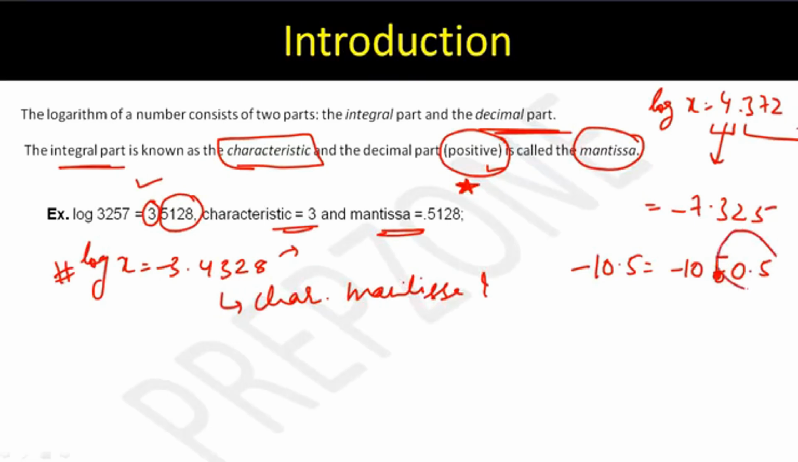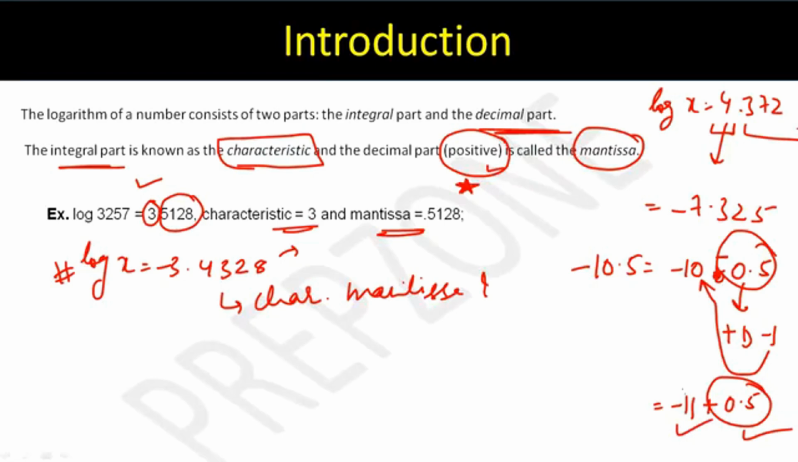Now, this is the fractional part. If you have to make it positive, you just have to do a plus 1 and minus 1. Club this minus 1 with the integral part. So this becomes minus 11 plus 1 minus 0.5, so this is 0.5. Now the mantissa part is positive; this is the mantissa and this is the characteristic. This is the hint.